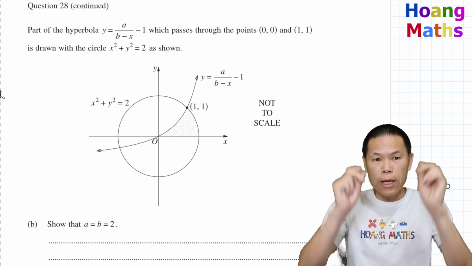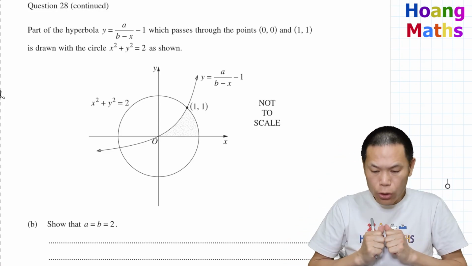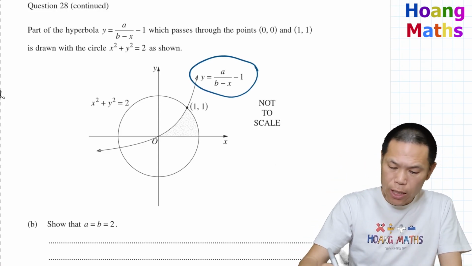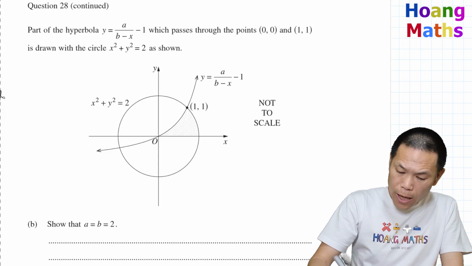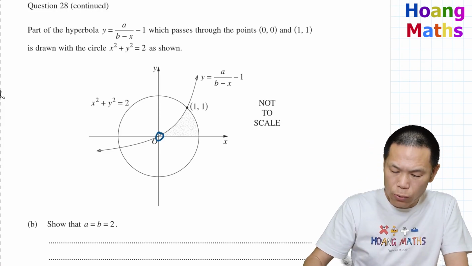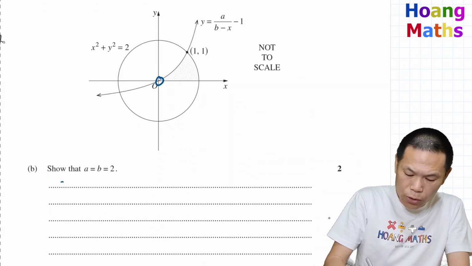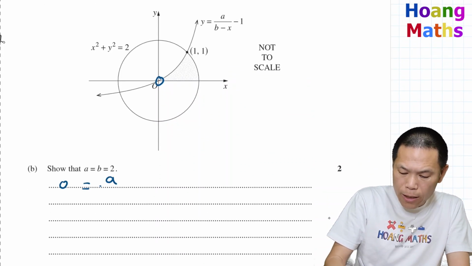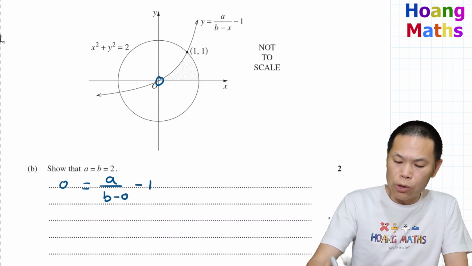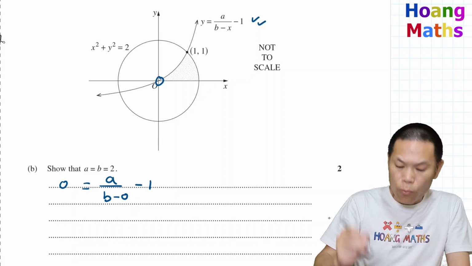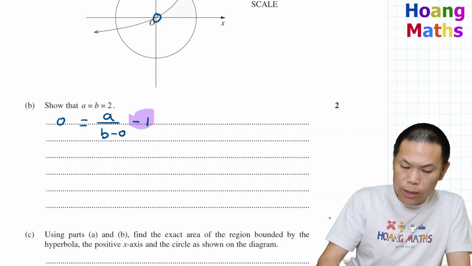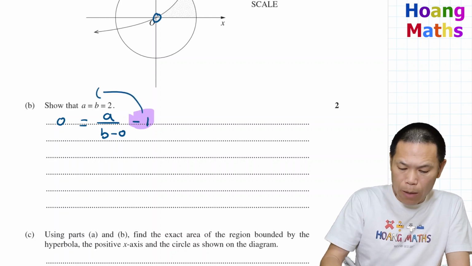So there you go. Now we need to show that A is equal to B is equal to 2 from the hyperbolic function. So this function here. We know that when x is 0, y is 0, so we have 1 point already. So we just substitute that in. So 0 is equal to A b to the minus 0 minus 1, substituted into this function here. Now b to the minus 0 is b. So that becomes, and I can move this negative 1 to this side and it becomes positive.